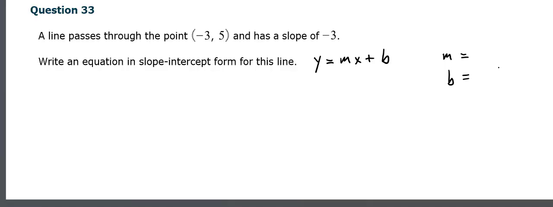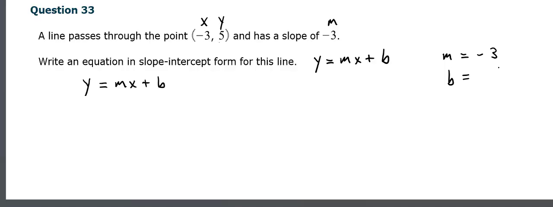Well, we do know our slope is -3, but we don't know our y-intercept, so we have to find that. So what we're going to do is use slope-intercept form to do that. And in this case, we're given the point -3, 5, and in an ordered pair, our x value comes first, then our y. And remember, our slope m is -3. So we're going to take those values and plug them into our slope-intercept form.